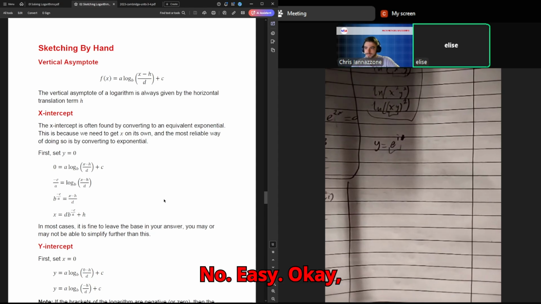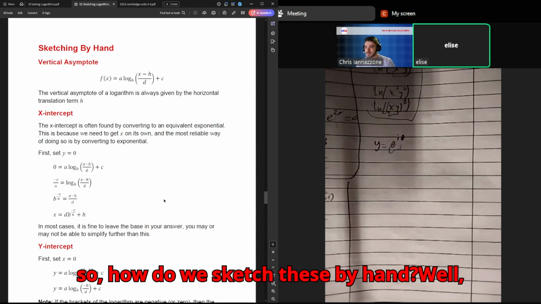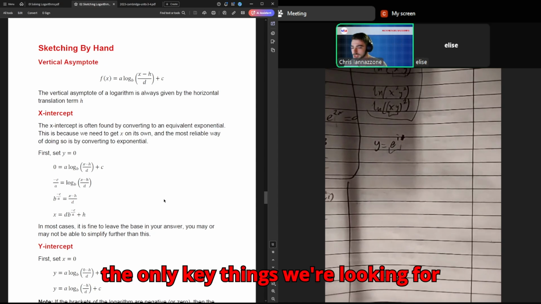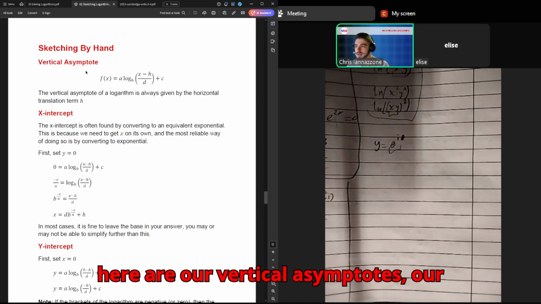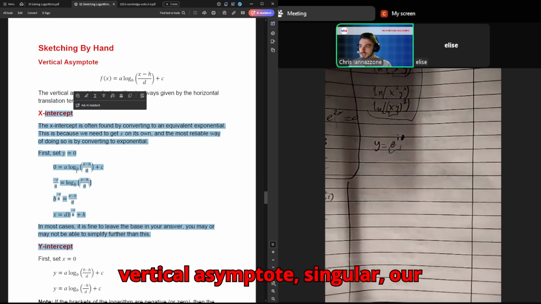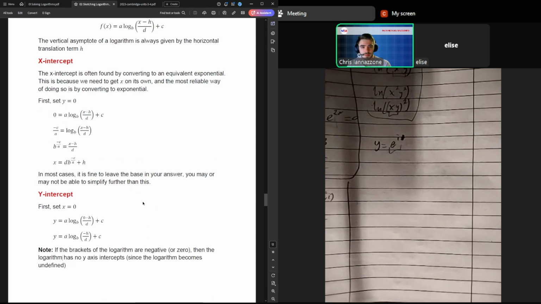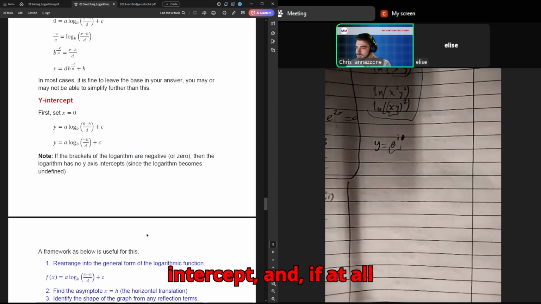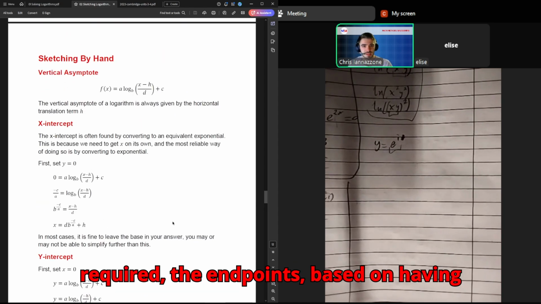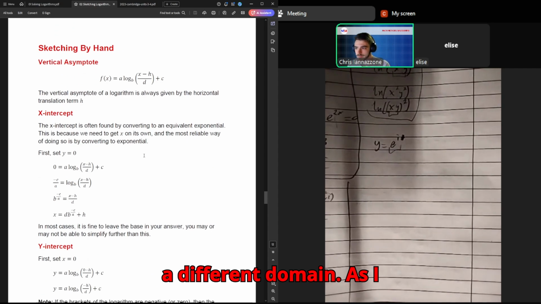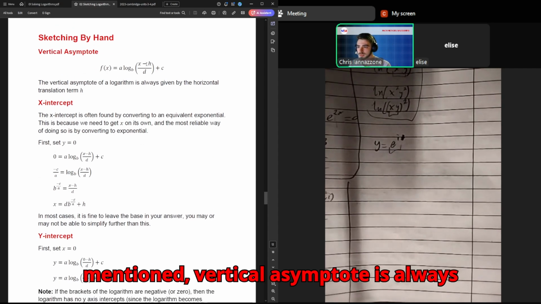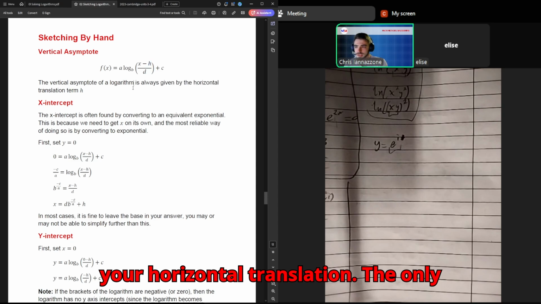No. Easy. Okay, so how do we sketch these by hand? Well, the only key things that we're looking for here are our vertical asymptote, singular, our intercepts, which you may only have one intercept, and if at all required, the endpoints based on having a different domain. As I mentioned, the vertical asymptote is always your horizontal translation.